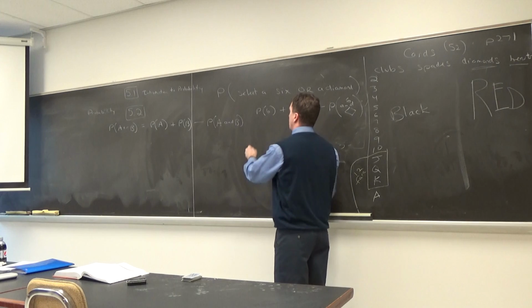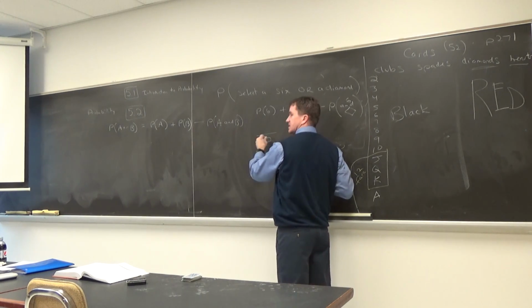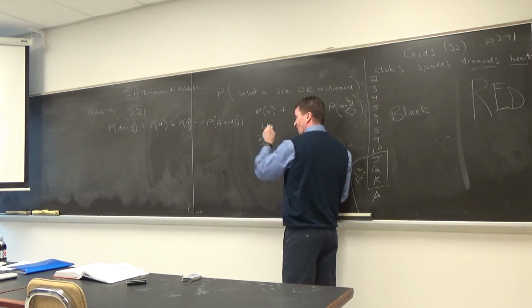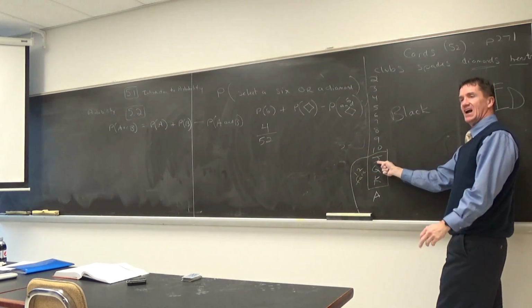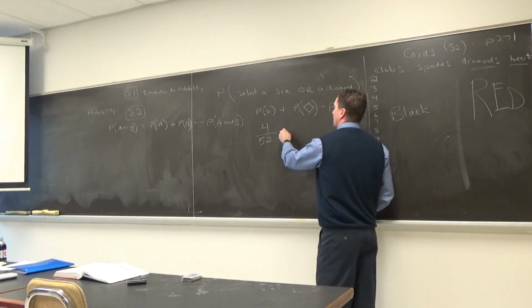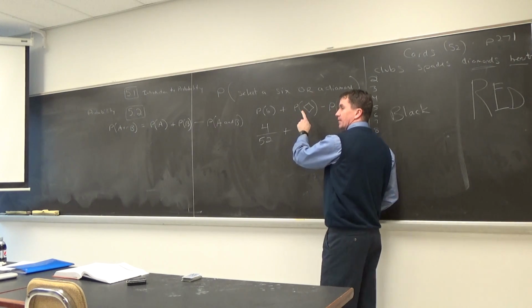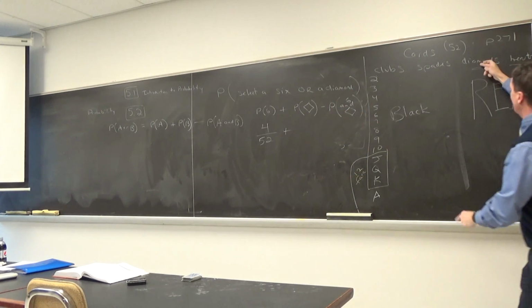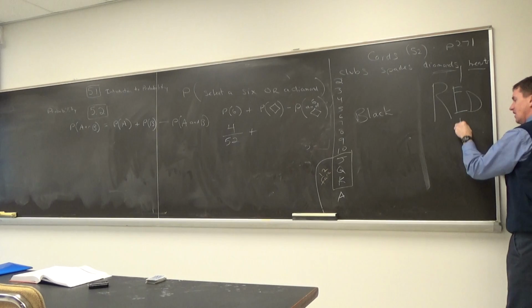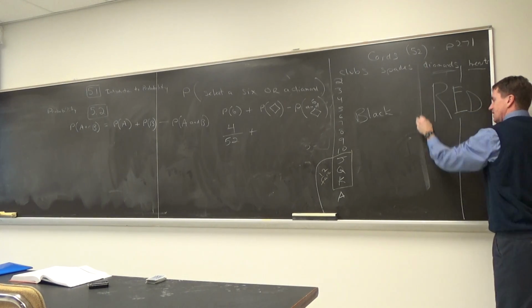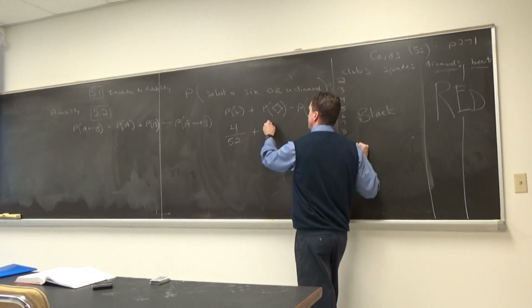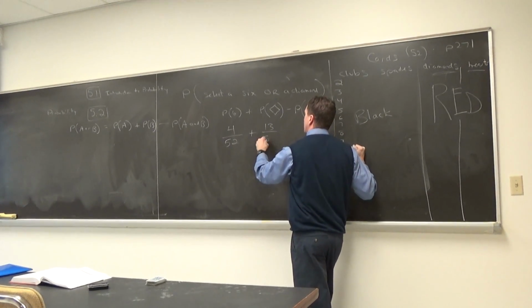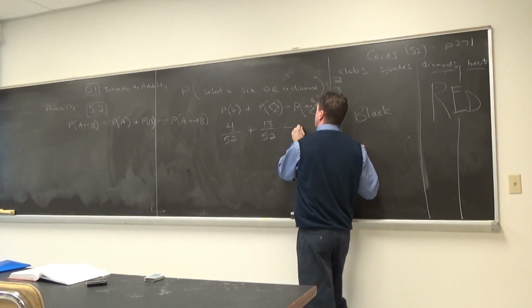All right. How many 6s in the deck? 4. There are 4 of them. There's 4 6s, there's 4 9s, there's 4 jacks, there's 4 kings, etc. Except for diamonds. Hold up. Diamonds! That's all these, right? How many diamonds in the deck? 13. And now we subtract some.